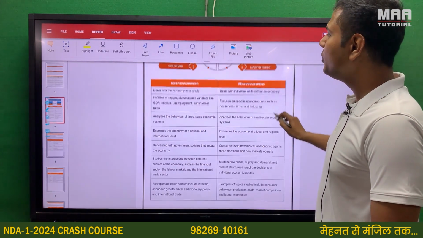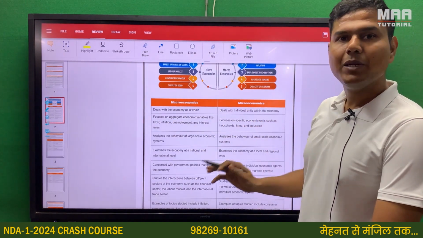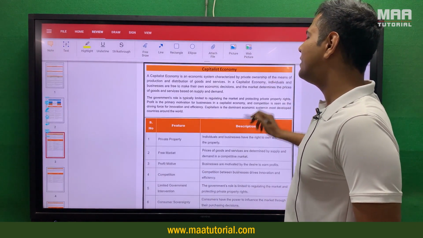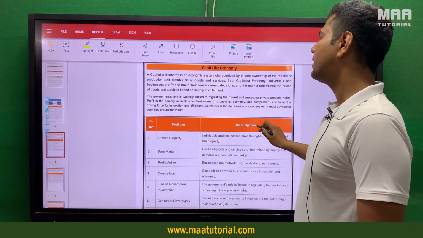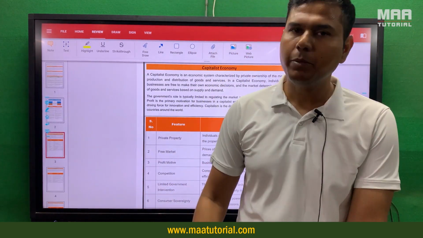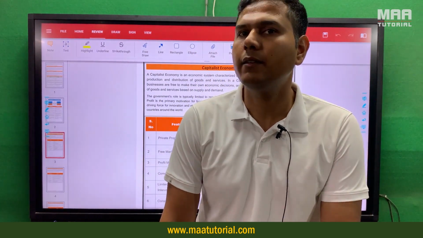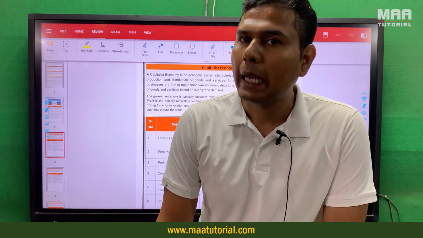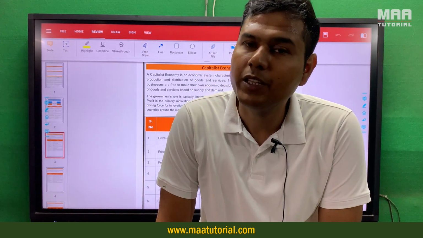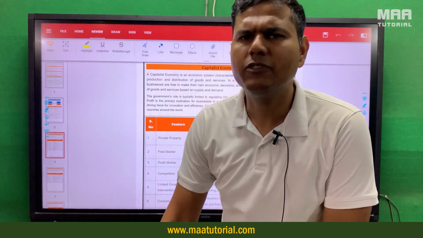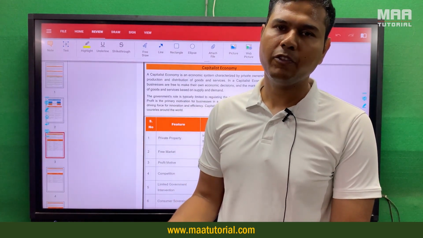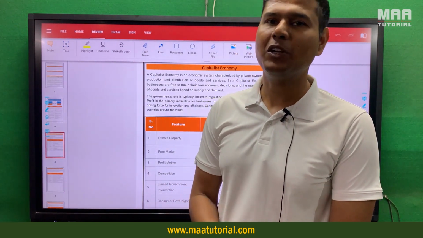See, as I told you, economics can be divided into micro and macroeconomics, right? The same way economy can also be further divided. First type of economy which we'll study today is capitalistic economy. See, before that, let me ask you, what kind of economy is India? Whether it's a capitalistic economy, a socialistic economy, or a mixed economy. So let's understand these types of economy first, and then let's make a conclusion what kind of economy we are.